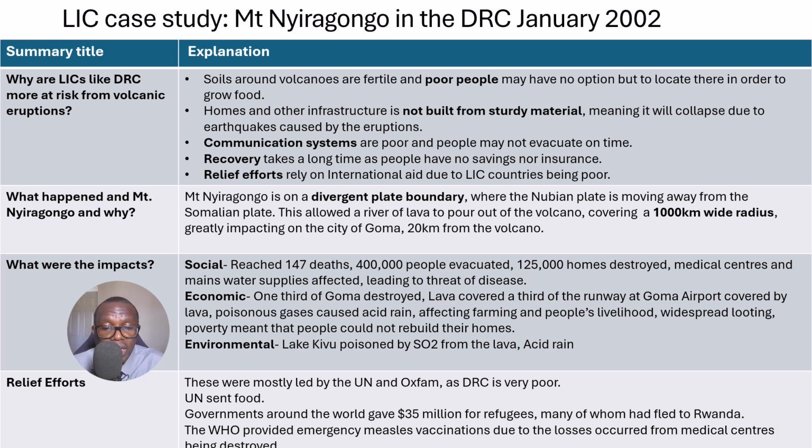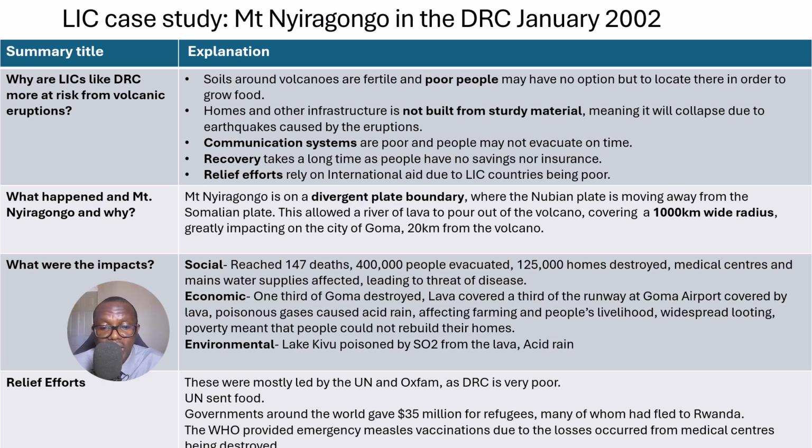Then economic impacts. One third of Goma, which is a fairly sizable city in this area, was actually destroyed. The lava also covered the runway of Goma Airport. And that was a problem, obviously, because bringing in relief or aid from other countries was a problem, and then trade was also a problem. It impacted tourism and so on.